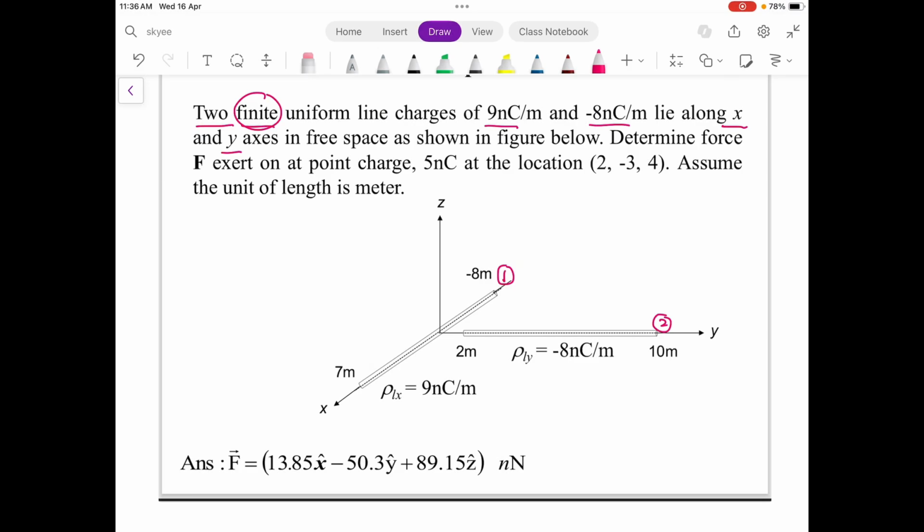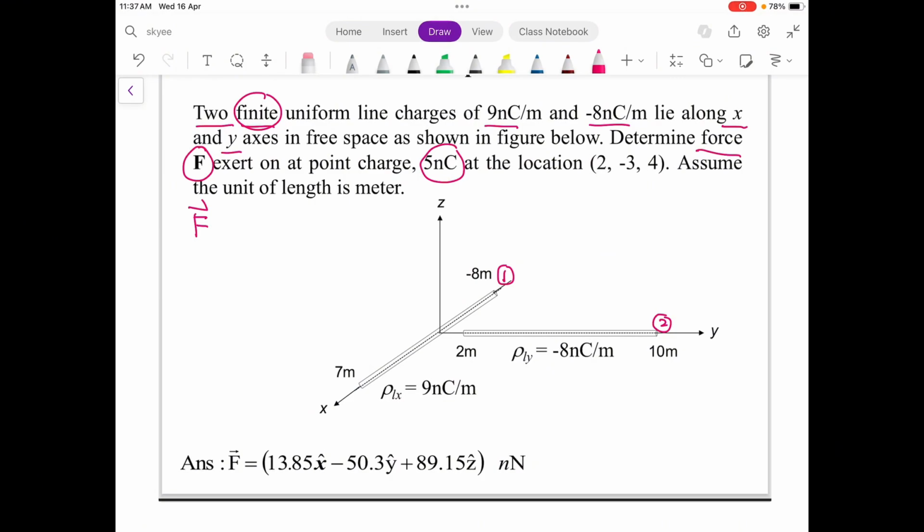So determine the force. The question is asking for the force, it's not the total E, at the point charge at the location (2, -3, 4). We have learned about force before, right? Force happens when you have two units of Q, so there is a force between them. Now in this case, we have one unit of line charge and a second unit of line charge.